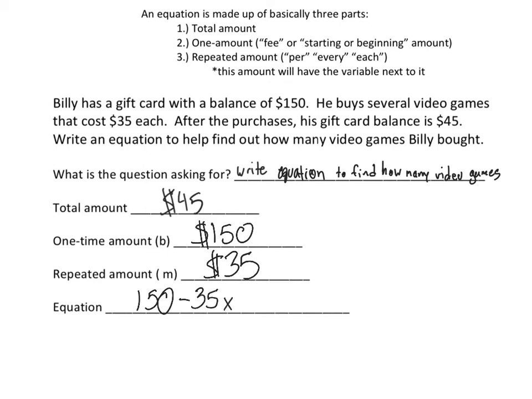We're going to multiply it by however many he did, so that's represented by X. And at the end, we're going to be left over with $45. So if we were to use those letters from earlier, this is our B minus MX.